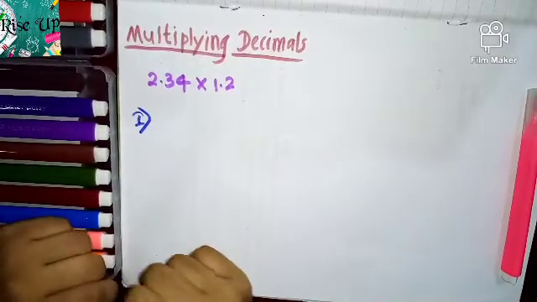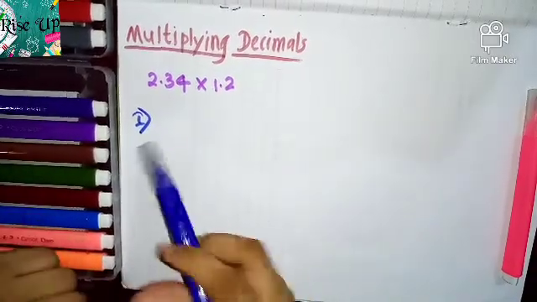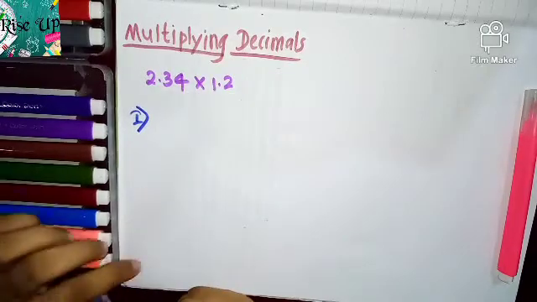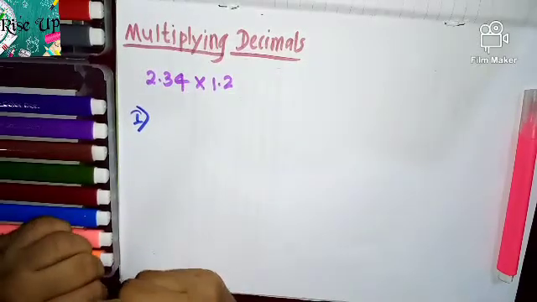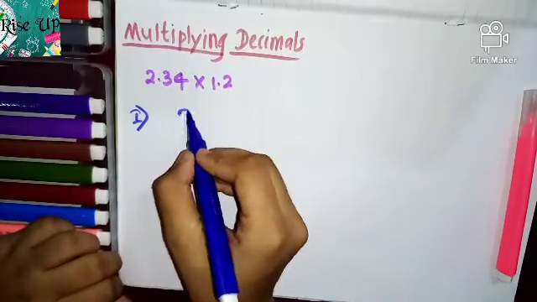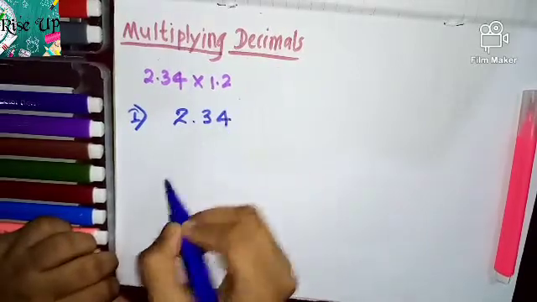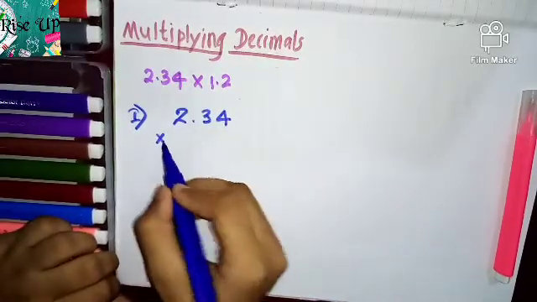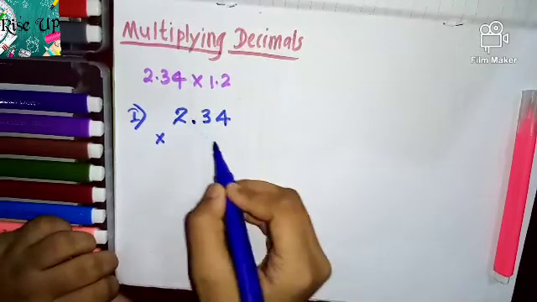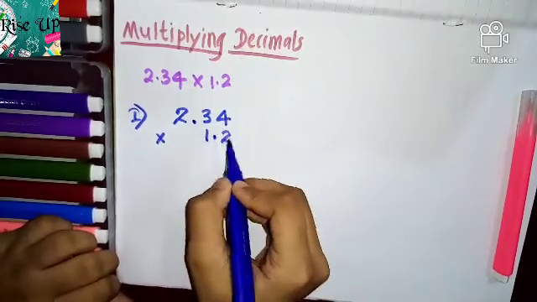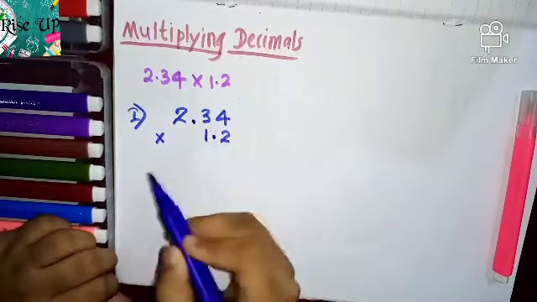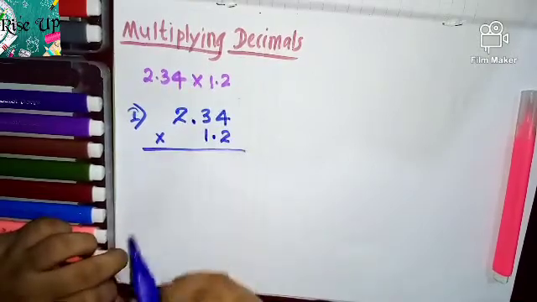Okay, now multiplying decimals. Let's see how to multiply decimals. I have taken 2.34 multiplied by 1.2. I'll be teaching two methods for multiplying decimals. The first method: you have to multiply 2.34 by 1.2, so I'm writing this 1.2 here. Can you see? Just like normal addition and subtraction numbers. Then you are going to multiply now.